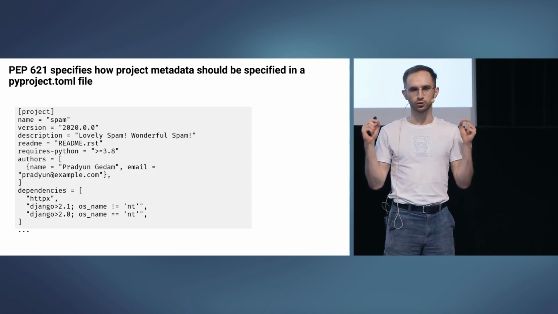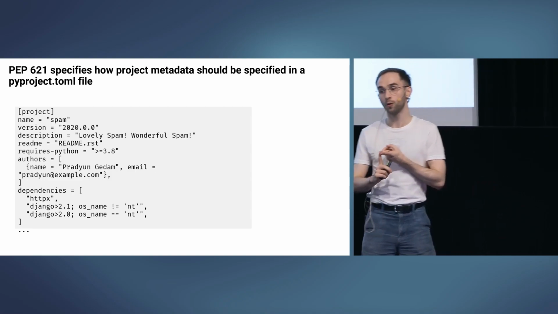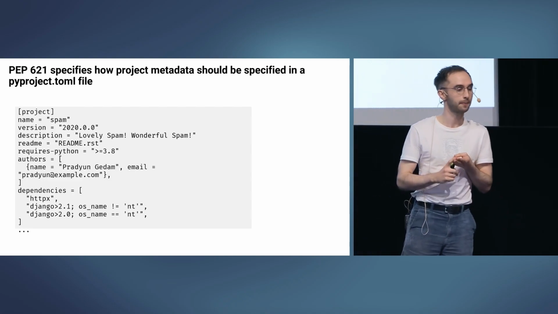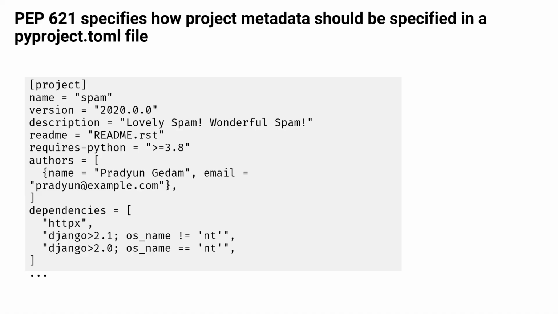This is how we should store information about our packages. This is the author, the name of the package, the dependencies. All of this information now has a standardized way of how it should be stored in the pyproject.toml file. And there's a couple of other standards that I want to briefly mention.